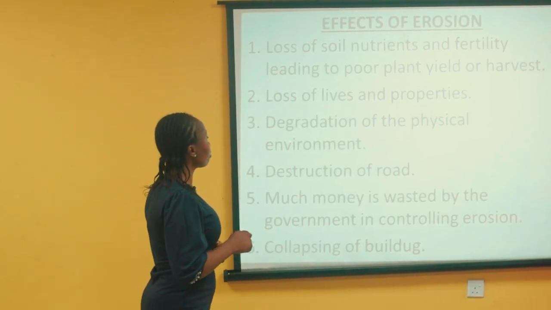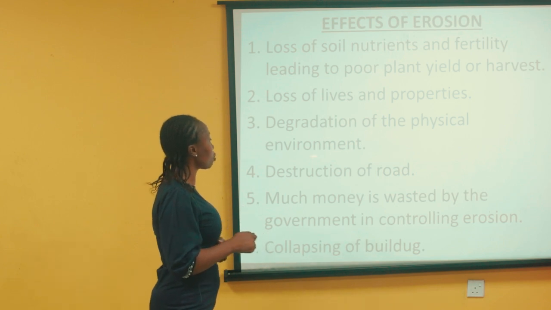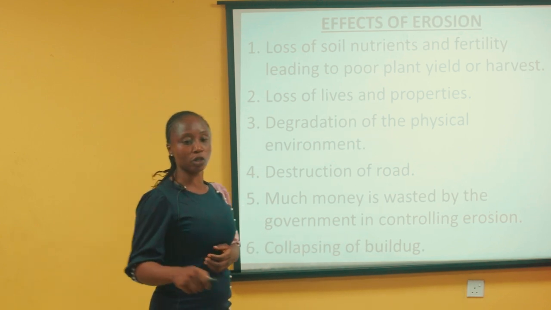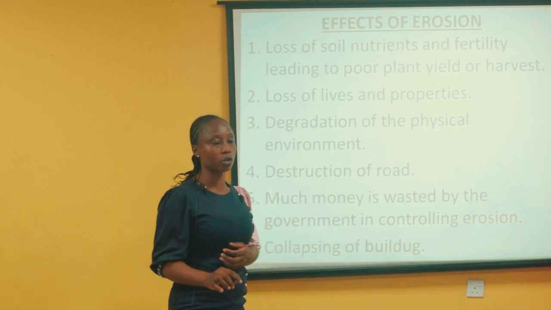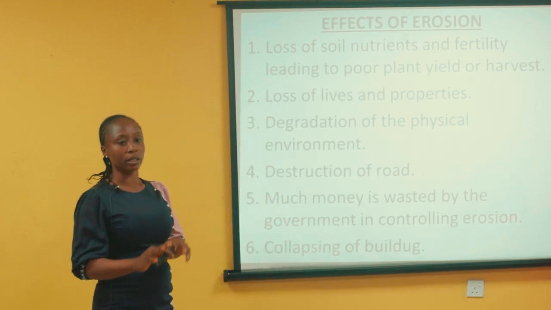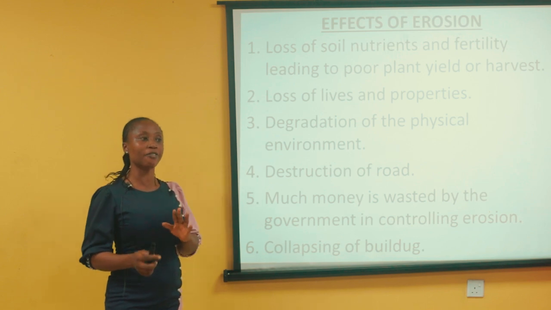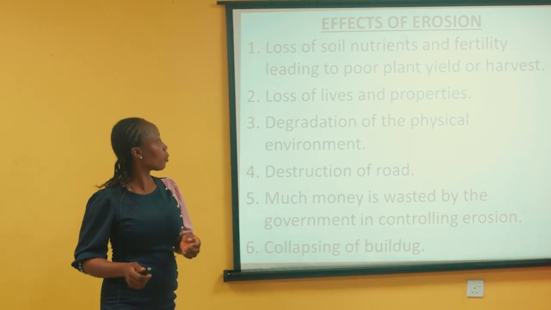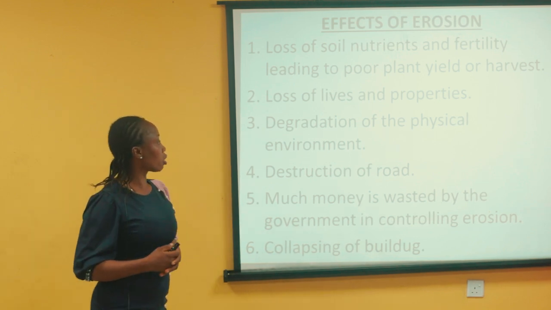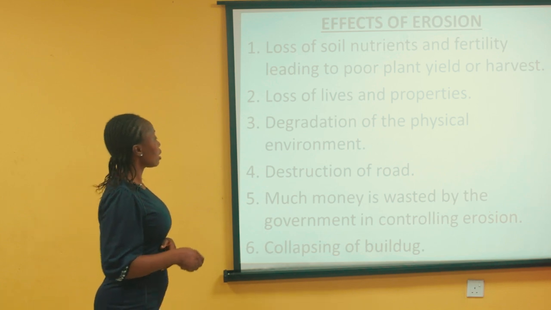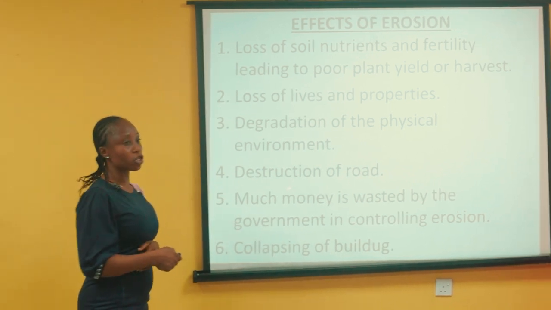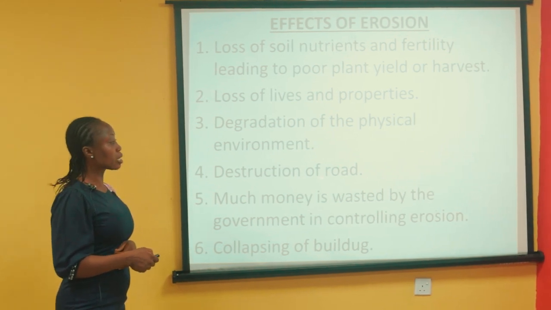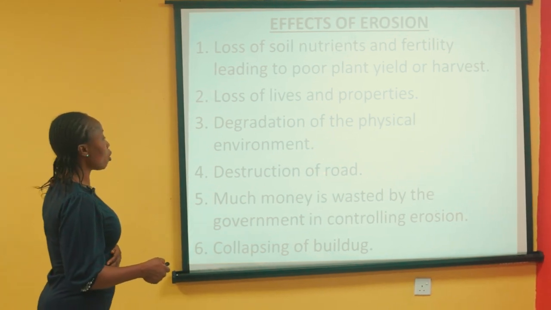We also have degradation of the physical environment. Any area of the land where there is occurrence of erosion, the land is not usually okay. The topography will become messed up, so it causes degradation in the environment. Then we have destruction of roads. Erosion can destroy our roads, making them unmotorable for users.